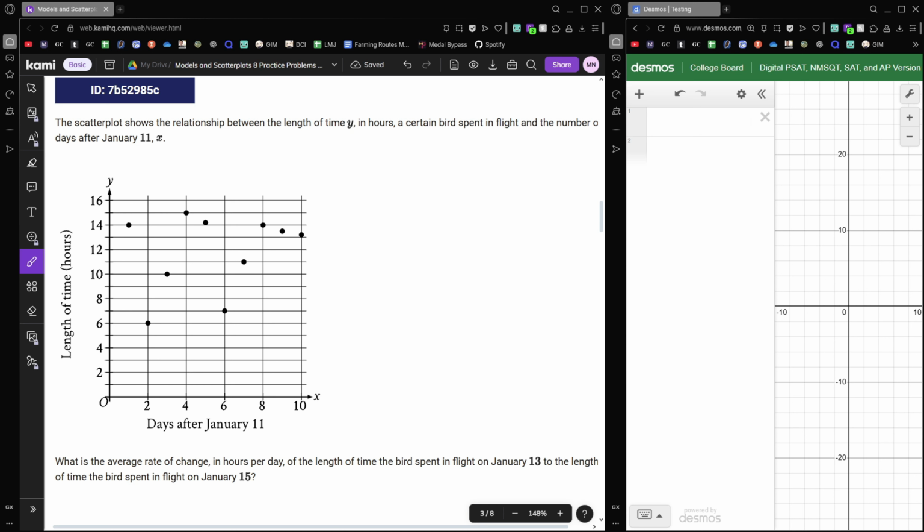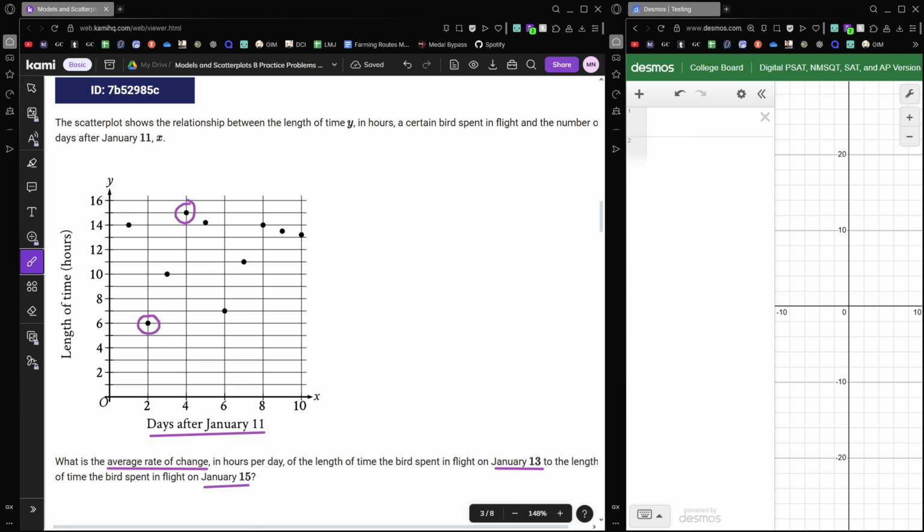So here they're asking us to find the average rate of change, which is also just the same as the slope. So they want us to find the slope between January 13th and January 15th. So first up, let's find those points. You notice that the x-axis says days after January 11th. So January 13th is 2 days after January 11th, so that would be this point right here. And then January 15th is 4 days after January 11th, so that would be this point right here.